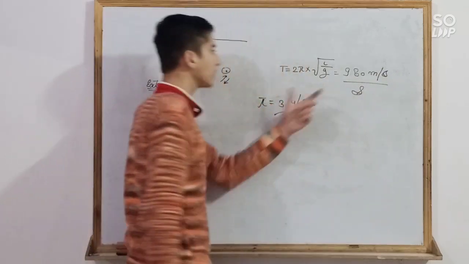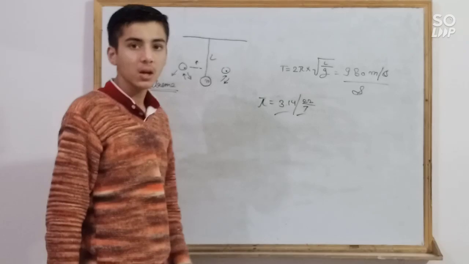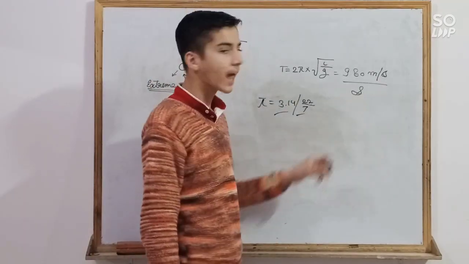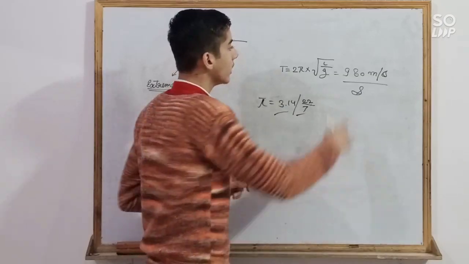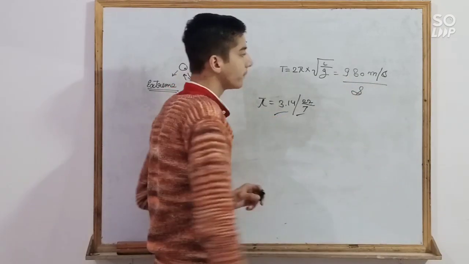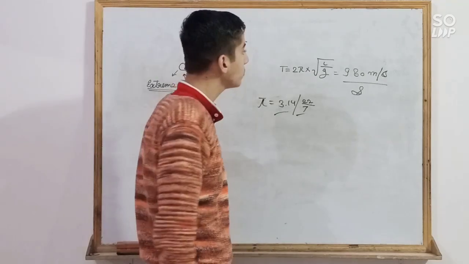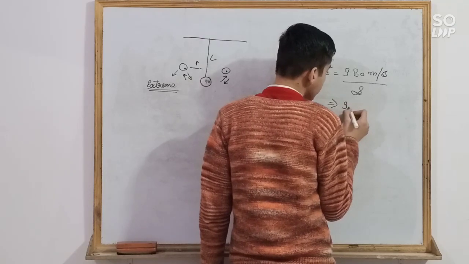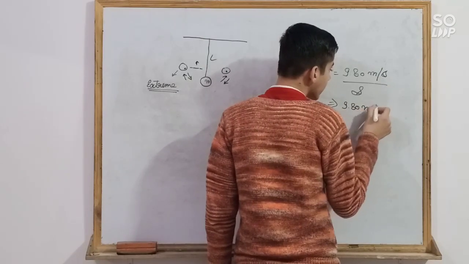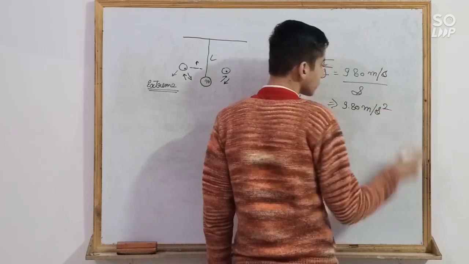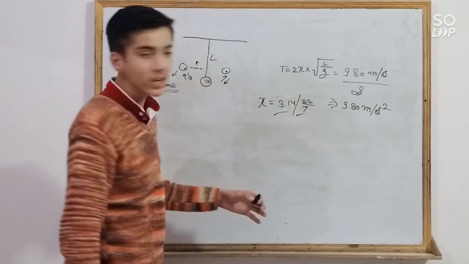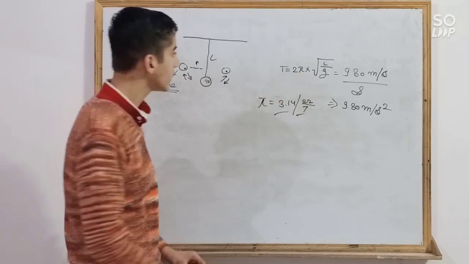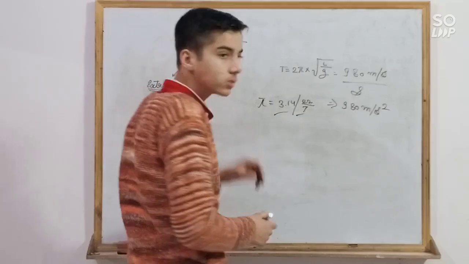Why did I write it as 9.80 meter per second? Because when we drop an object from any height, then every second it accelerates by 9.80 meter per second. That's why it is written as 9.80 meter per second, or in short we can write it as 9.80 meter per second square. And when you apply all the values in this equation, you will get the time period of the pendulum.